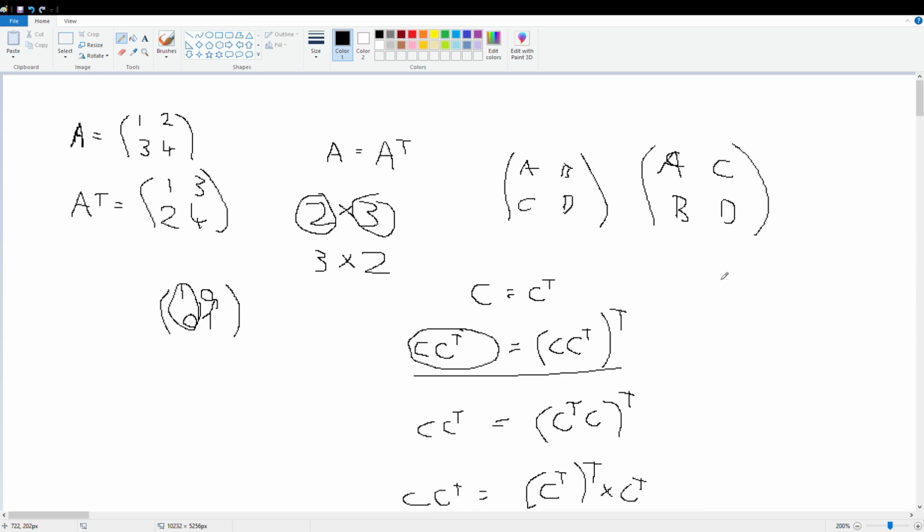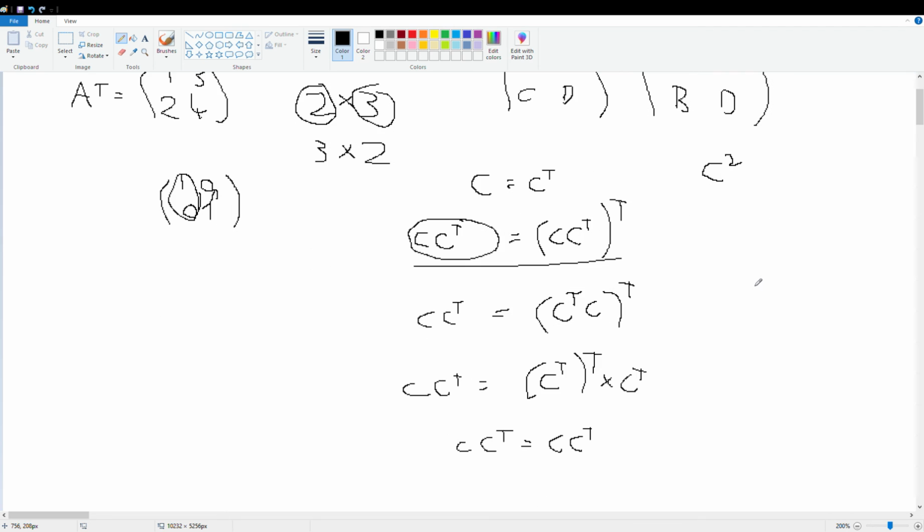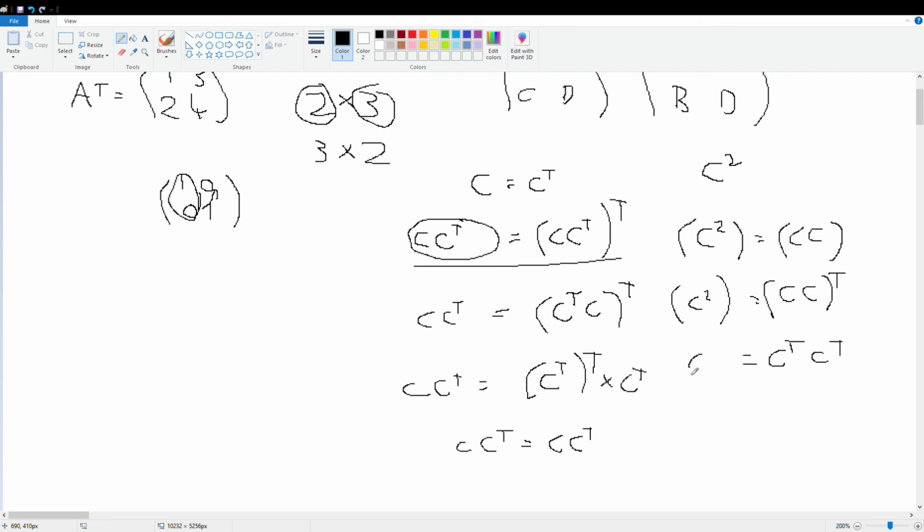Let's try another example. Is the square of a symmetric matrix symmetric? Well, let's think about this. The square of a symmetric matrix, C squared, can just be rewritten as C matrix multiplied by C. So is C squared equal to C multiplied by C transpose? Well, I don't think we have quite enough yet. But we know that C is equal to its own transpose. So if we transpose these elements here, we just get C transpose C transpose. Is that equal to C squared?